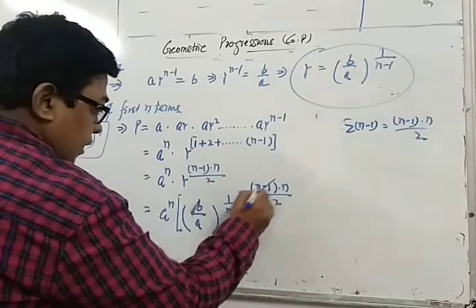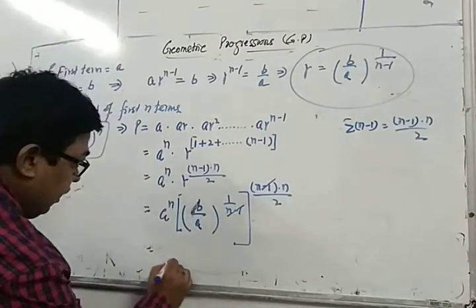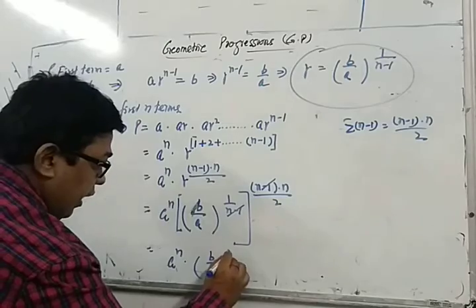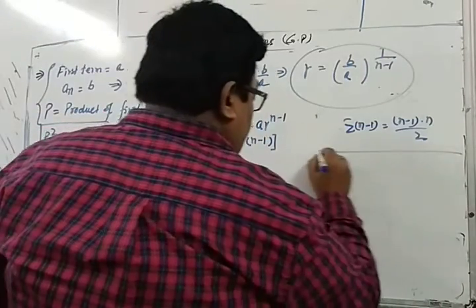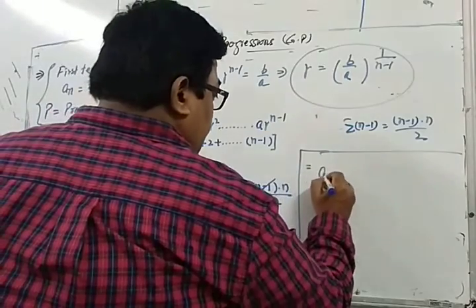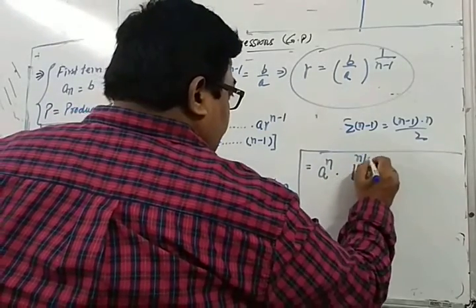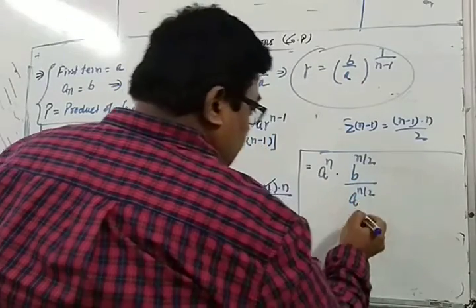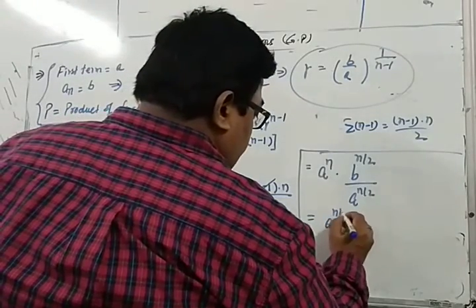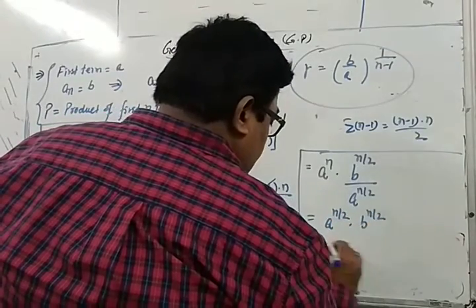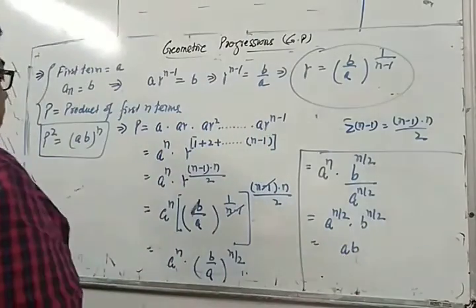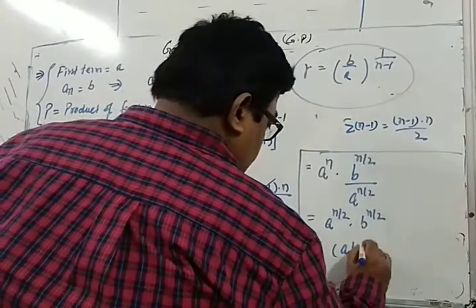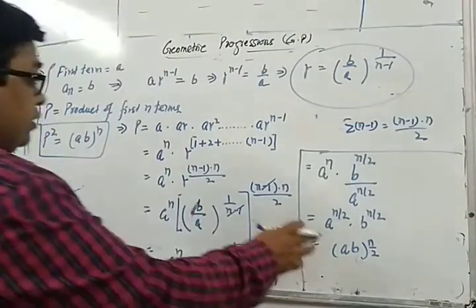So you can see here that this n minus 1 is cancelled. So we will get a to the power n, (b/a) to the power n/2. So a to the power n and b to the power n/2, separating the power for both a and b, and a to the power n/2. Taking it upside, it is a to the power n/2 into b to the power n/2. It means (ab) to the power n/2. Right? This is the value of P.